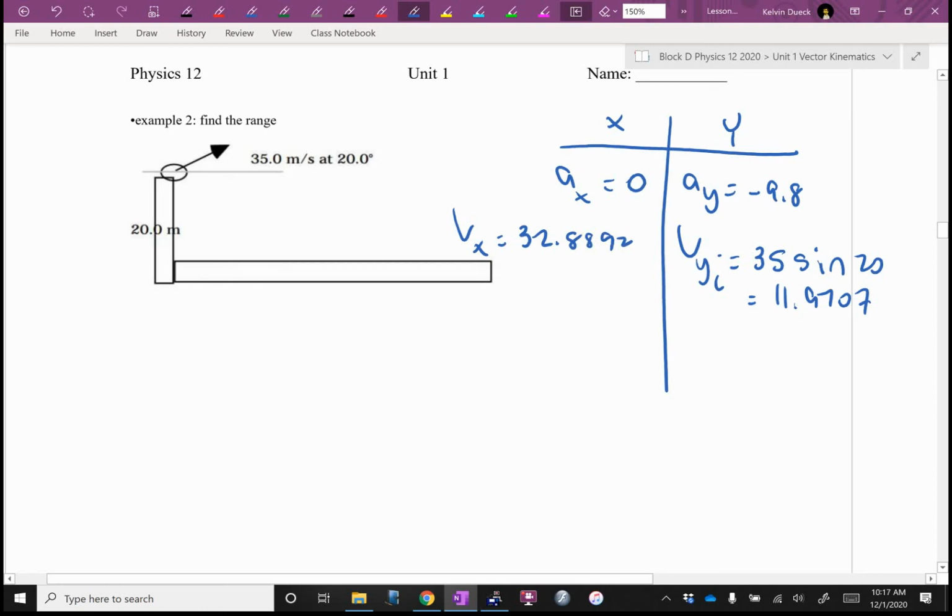Alrighty. How many things do I have in the left-hand column right now? 2. How many things do I know in the right-hand column? 2. Okay, what else has the picture given me? No, it hasn't given me 20 meters. It's given me negative 20 for vertical. Which column do I have 3 things in? Vertical, and I can find time. Which equation am I going to use to find time? It's got an A, a VI, a D, and a T in it.